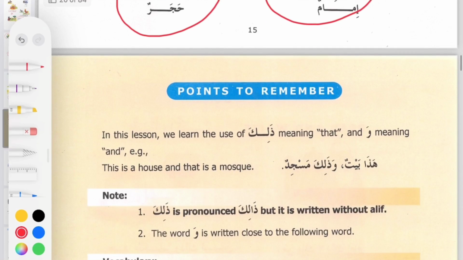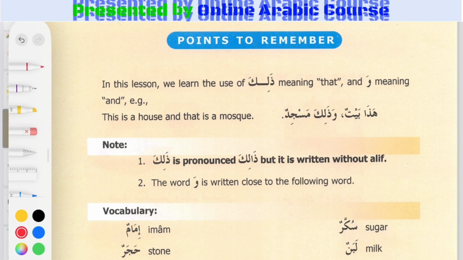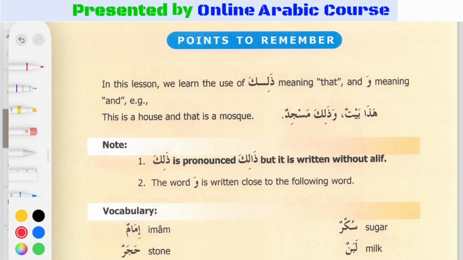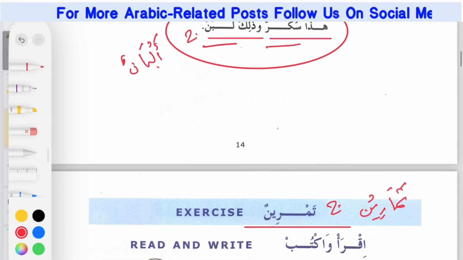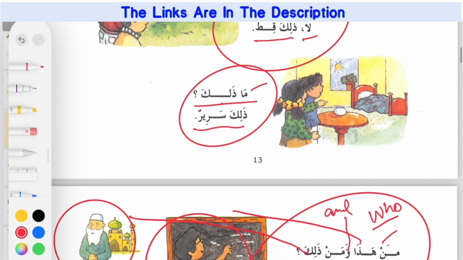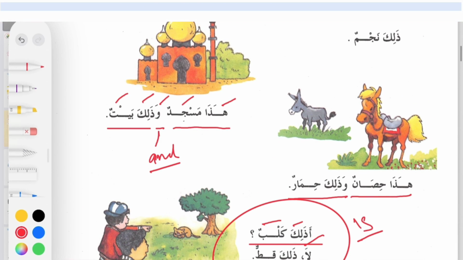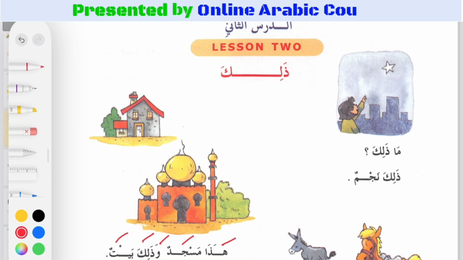And now points to remember. There are some important points you can read later because I have already explained it in this lesson. So take a screenshot and read later. Inshallah you will understand each and everything of these points to remember. And now the summary of this lesson. We have learned that هذا and ذلك are used for pointing. هذا is used for near and ذلك is used for far. هذا means this, ذلك means that. And then we have learned some new words as well.